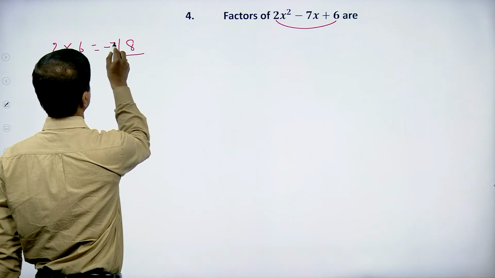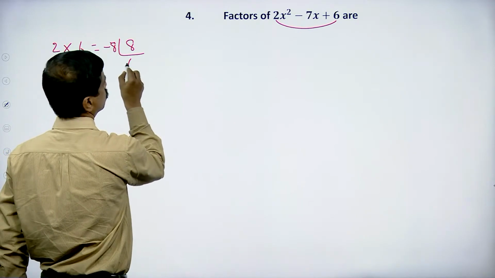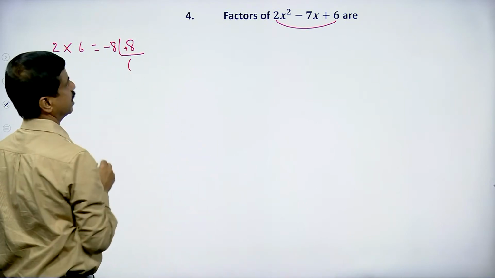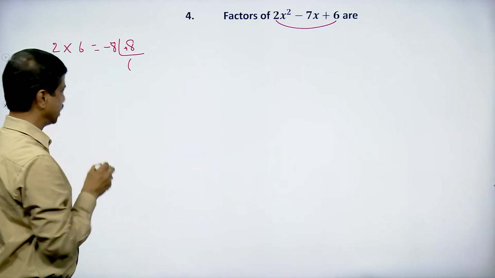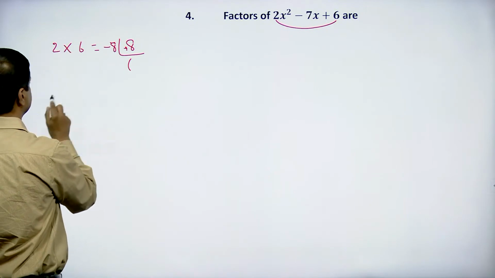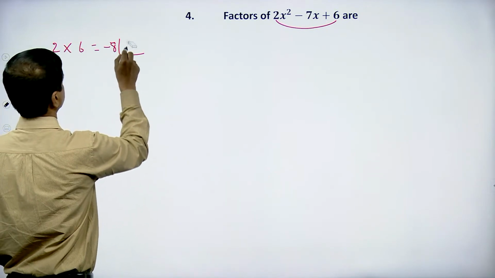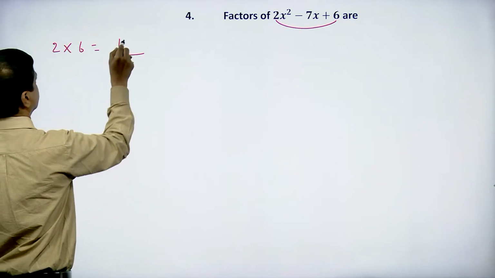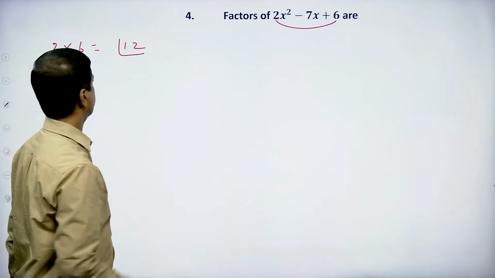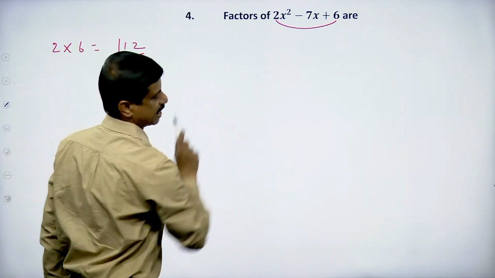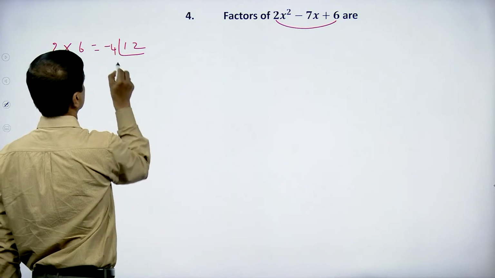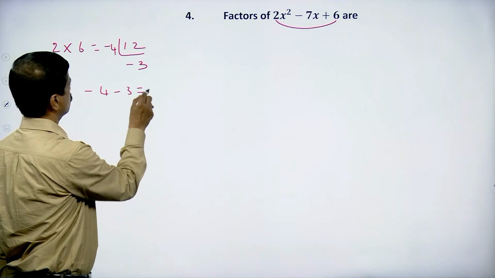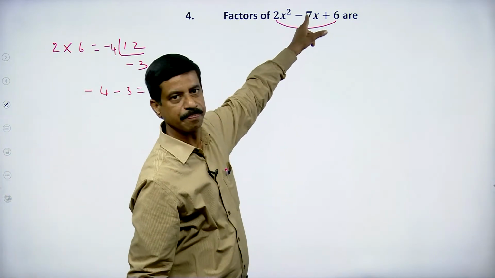2, 6, 12, sorry, not 8. So, 12 is 2 into 6. Now, I should take factors for this to get minus 7. So, minus 4 into minus 3 is plus 12. But minus 4 minus 3 equal to minus 7. You see, this we are having or not.